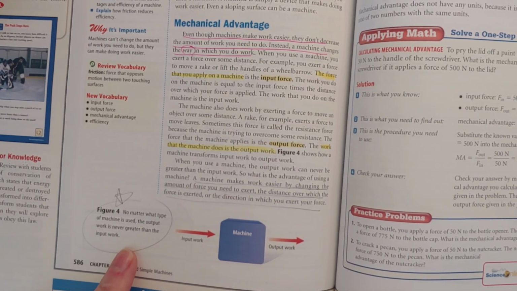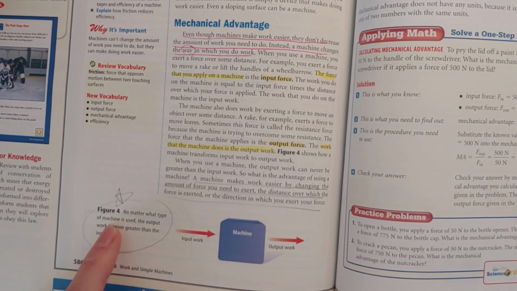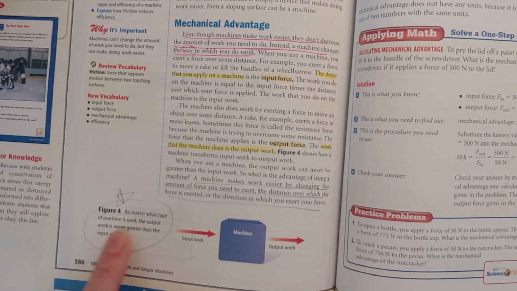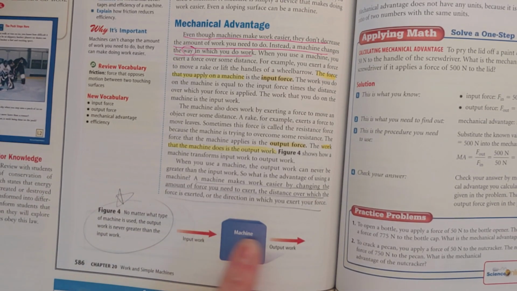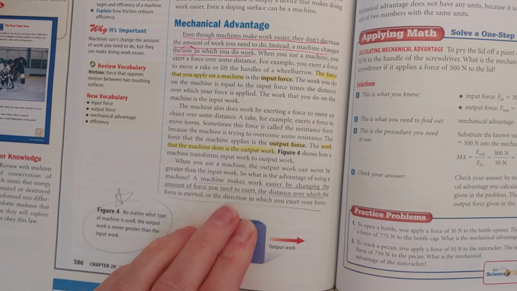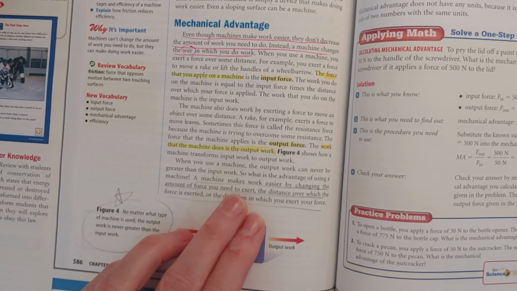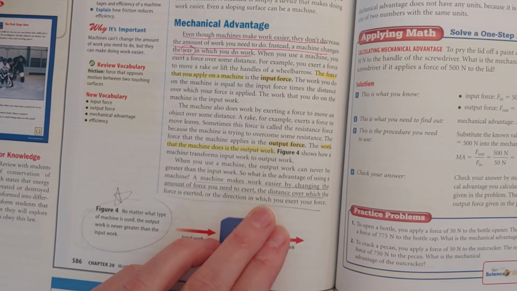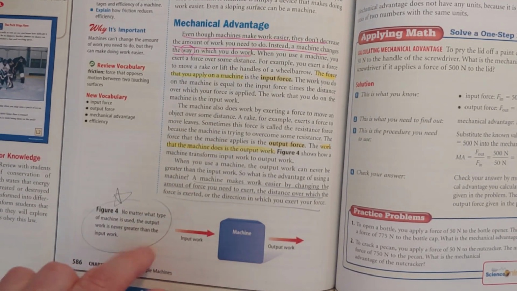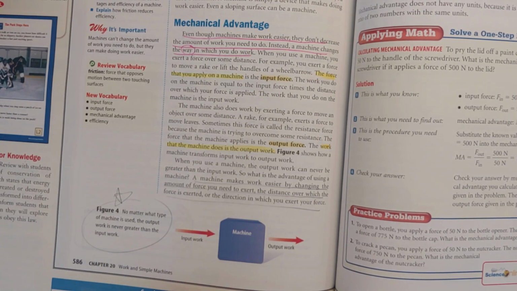And remember this here too, this is really key, that no matter what type of machine is used, the output work is never greater than the input work. It's always the same, okay? A machine makes work easier by changing the amount of force you need, the distance, or the direction, but it does not change the total amount of input work and output work. It stays the same. That's a really key point.